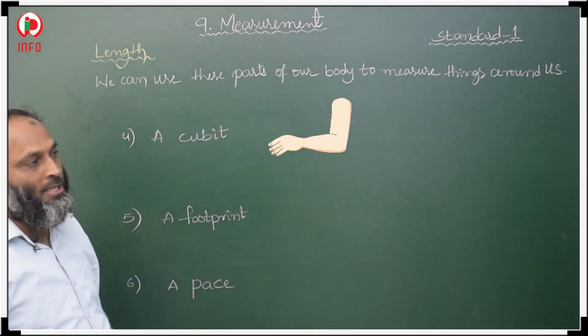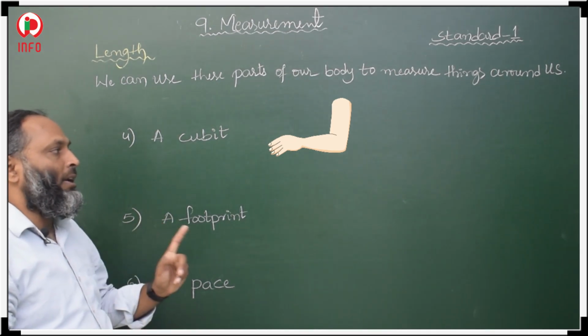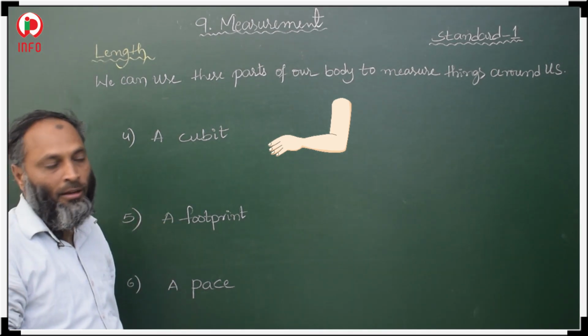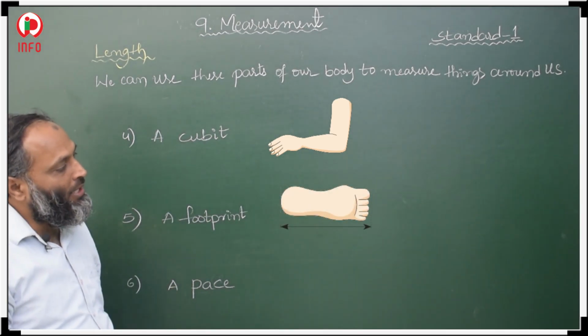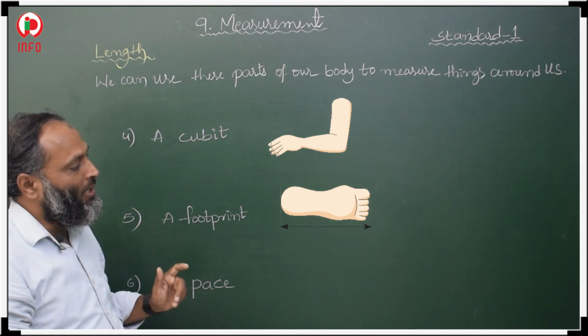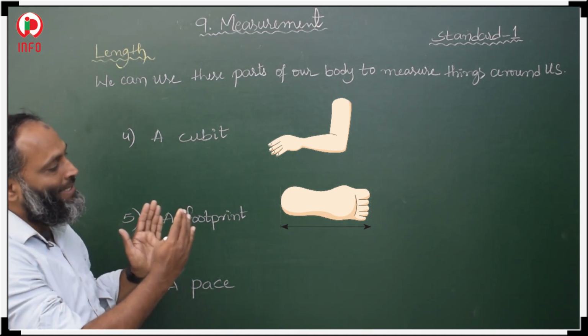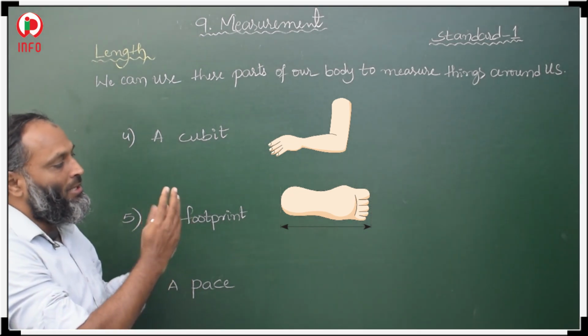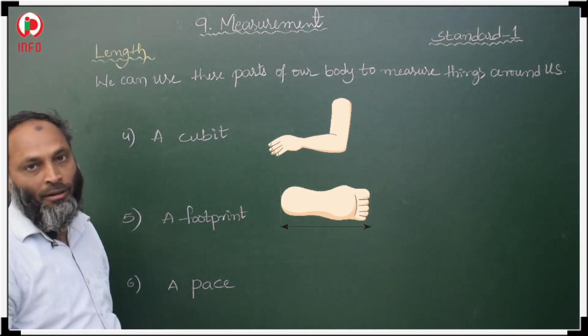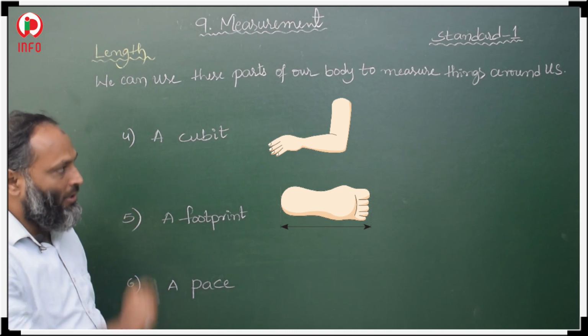So that is the distance from hand knee to the middle finger. Next, a footprint. So footprint, in the figure it is given. What is the footprint? The total distance means whatever the foot size is there. So that is footprint. The total distance of a foot is a footprint. Okay, so that is given in the figure.